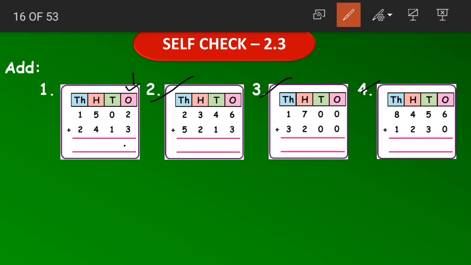Coming to the first question, in the ones place we have 2 and 3. 2 plus 3 becomes what? 2 plus 3 becomes 5. And in the tens place we have 0 plus 1. When we add any number to 0, the answer will be the number itself. So 0 plus 1 is 1. Coming to the hundreds place, 5 plus 4 becomes 9. And coming to the thousands place, 1 plus 2 becomes 3.